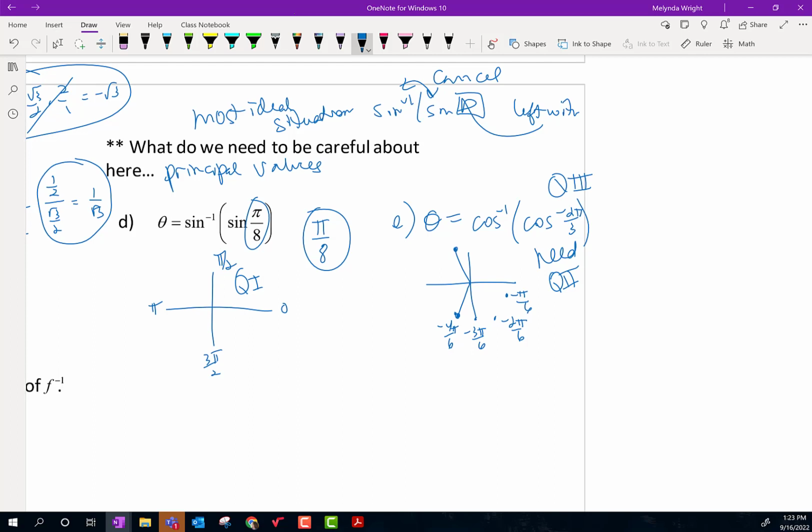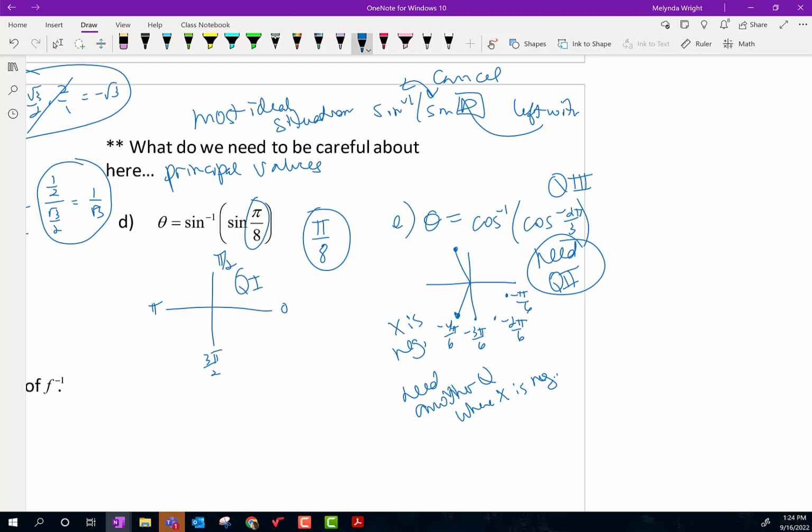Why do we need to be in quadrant 2 instead of quadrant 1? Because at this angle, x is negative, right? X is negative down there. We need to go to another quadrant where x is negative. That's what we need. And the only one that fits that bill is quadrant 2. We need quadrant 2. Is everybody with me on why it's quadrant 2 and not quadrant 1?